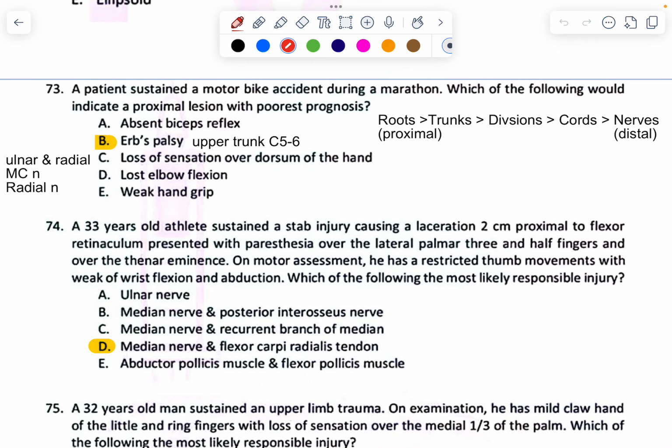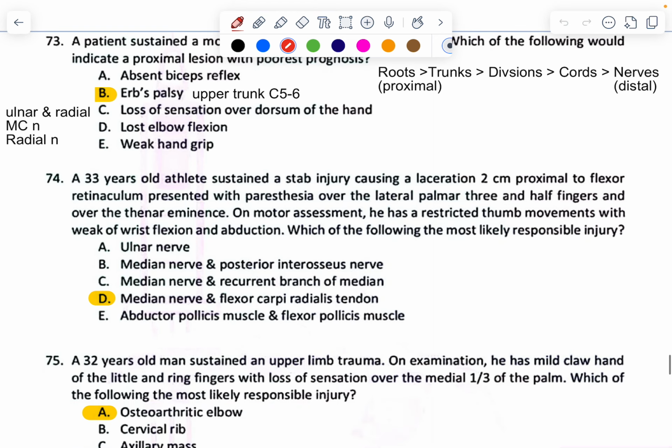A 32-year-old man sustained upper limb trauma. On examination, he has a mild claw hand of the little and ring finger with loss of sensation over the medial third of the palm. Mild claw means the lesion is proximal, at the elbow.